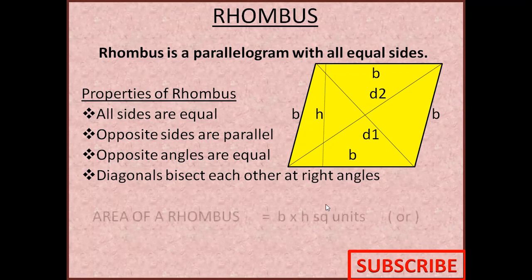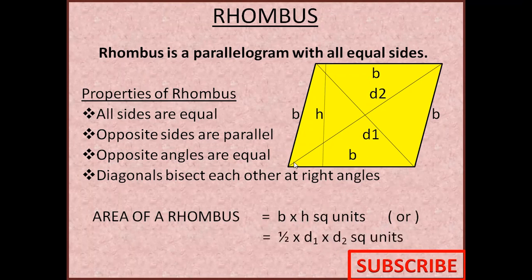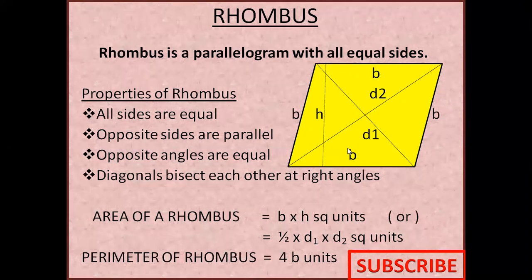The formula to find the area of a rhombus is similar to the area of a parallelogram, that is base into height square units, or it is half into d1 into d2, where d1 and d2 are the measures of the two diagonals of the rhombus. The perimeter of a rhombus is 4b units, that is the sum of the four sides. Since we have taken the side as b, it is 4b units.